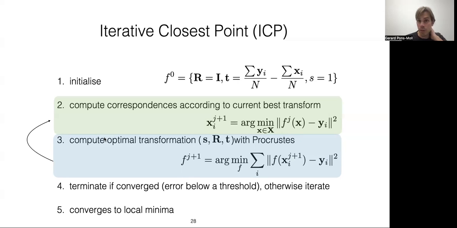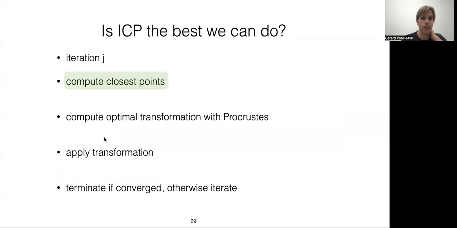This will converge to some local minimum. At some point, it will sort of stop, or it will move very little. But this local minimum might not be very good, right? We should be aware that the iterative closest point algorithm is a very local method. And if we don't have a good initialization, it will not produce the expected results.